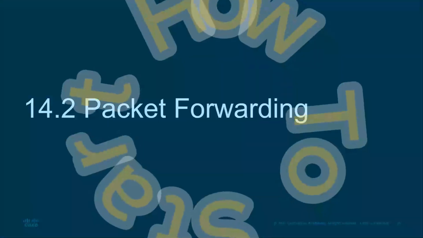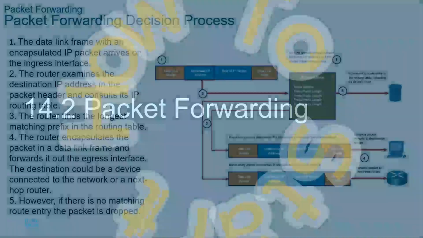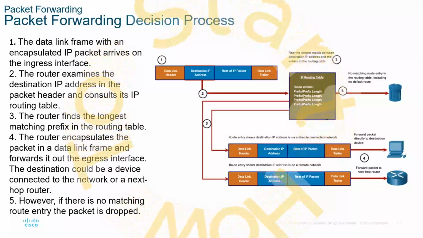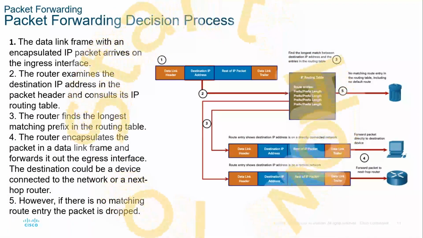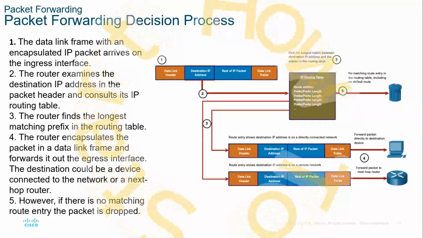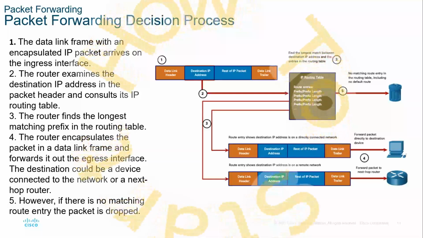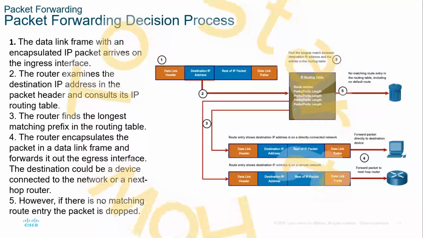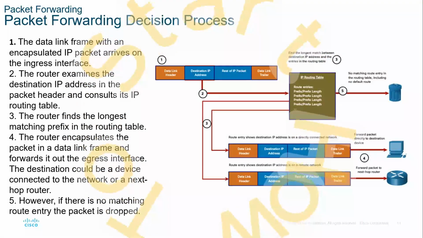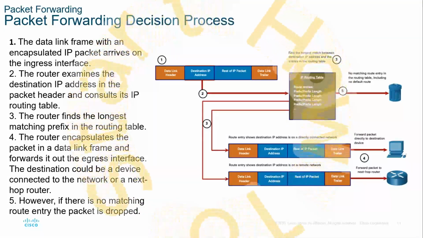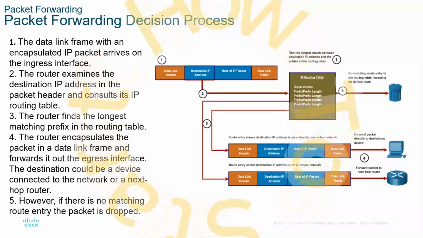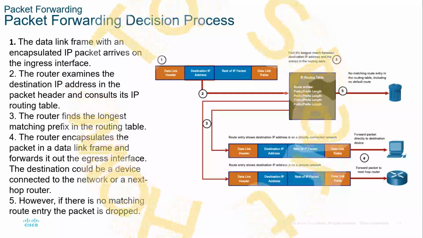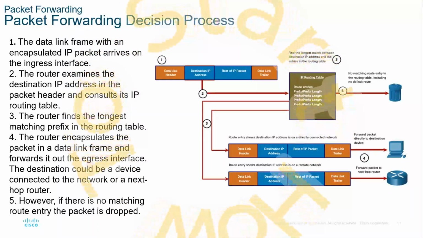So how do packets get forwarded? This forwarding methodology is also important to understand for the exam. So again, a packet forwarding decision process tree is made up of these 5 steps. The data link frame with an encapsulated IP packet arrives on the ingress interface, so it's coming into the router. The router will examine the destination. It will decapsulate the frame, pull the IP packet datagram out of the frame. It will examine the destination IP address in the packet header, and it will look at the routing table. The router will find the longest matching prefix in the routing table.